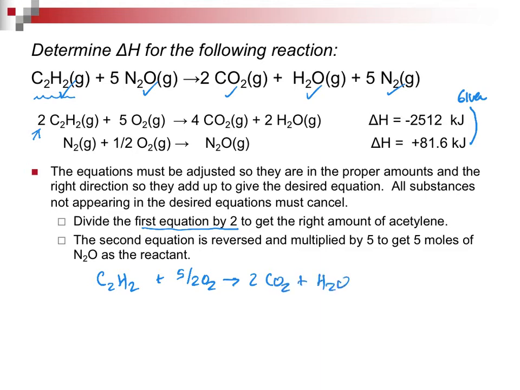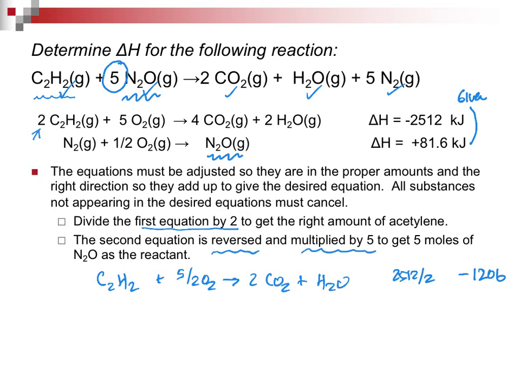I would also be dividing 2512 by 2, and that would give me a negative 1206 in terms of my kilojoules. Now for the second one, you look and you go, oh, I've got to figure out how to get some dinitrogen oxide as a reactant. When I look at the given equation, I see that it is a product. So you're going to have to reverse that reaction. And notice there is also a 5 as a coefficient, and you're going to have to multiply it by 5.